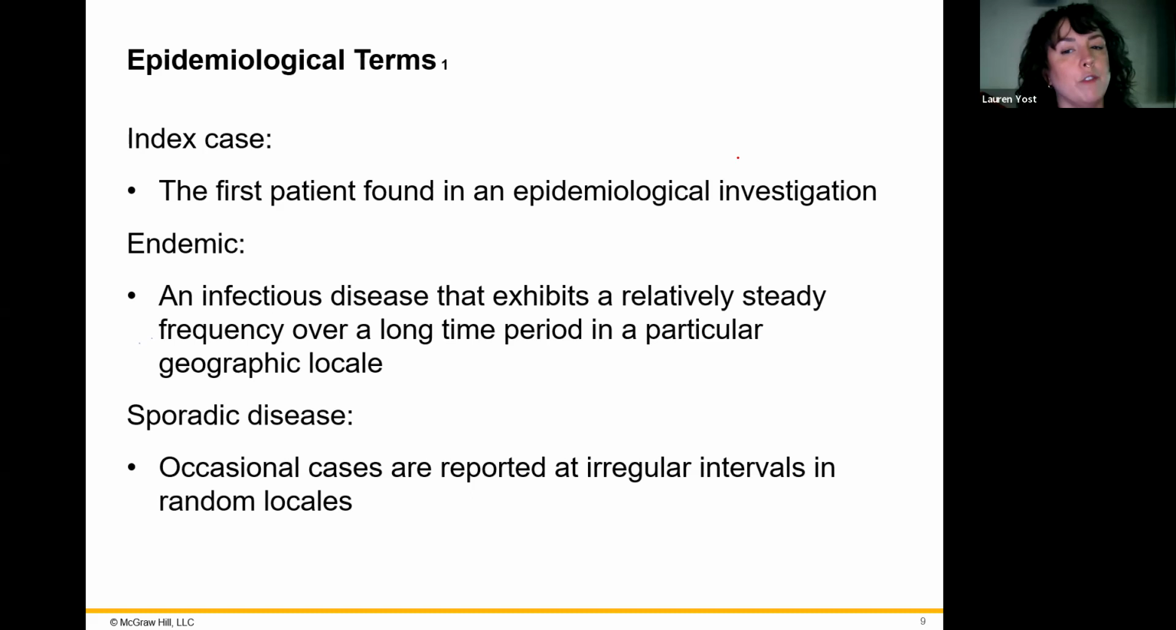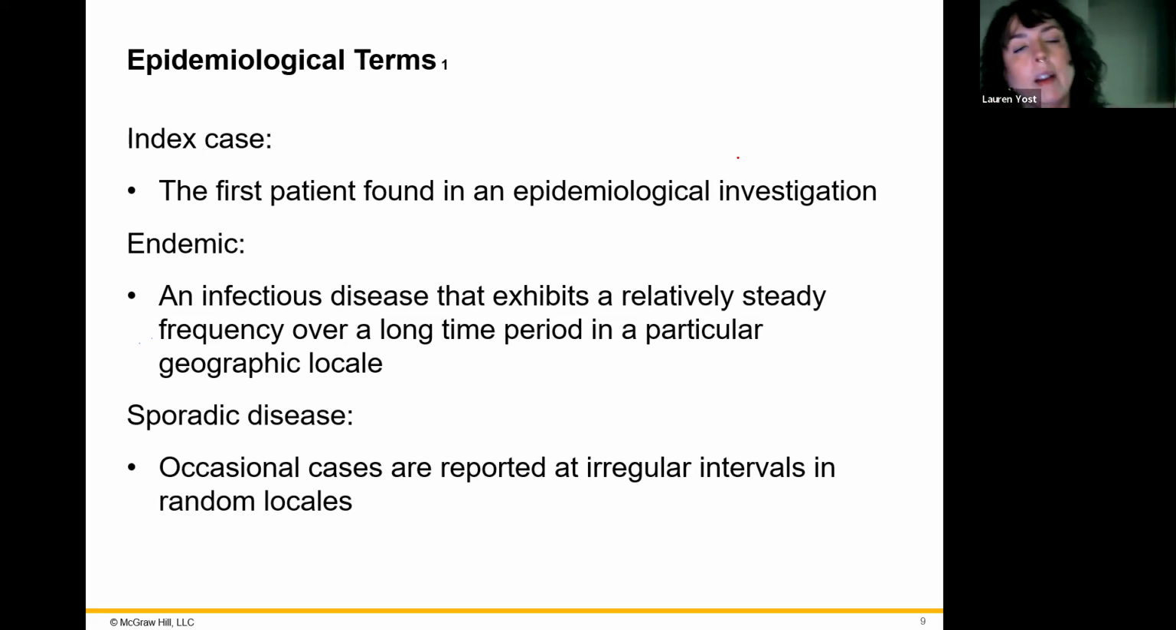All right, the index case is the first patient that's found in the investigation to have the disease. It's not necessarily the source of the disease, just the first person that they found with the disease. Endemic is a term that I have been using since the beginning of the course, and hopefully it makes sense to you. But endemic is an infectious disease that will exhibit a steady frequency over a long time in a particular area. Relative number of cases that you might see of flu during certain periods of time in Oklahoma. That's what we call endemic for that area.